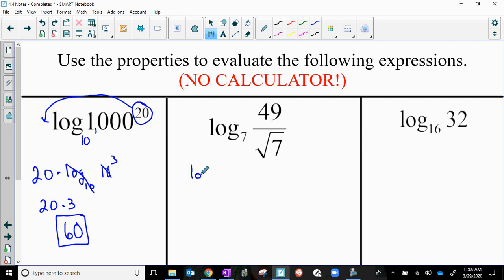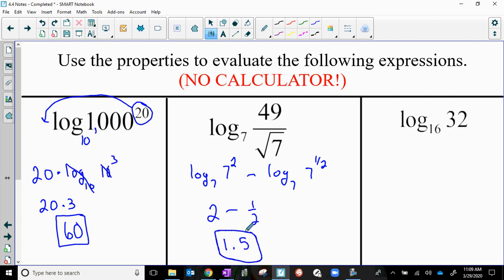So this one is log base 7 of 49, which I'm going to rewrite as 7 squared, minus log base 7. When you divide the exponential statements, 7 to a power divided by 7 to a power, we subtract their exponents. So this now becomes log base 7, and the square root is the half power. Now I can cancel them out, or I can bring the 2 out in front, and then the logarithms would give me 1. So I bring the power out or just cancel them. So I have 2 minus a half, which is 1 1/2, or 3/2, or 1.5.